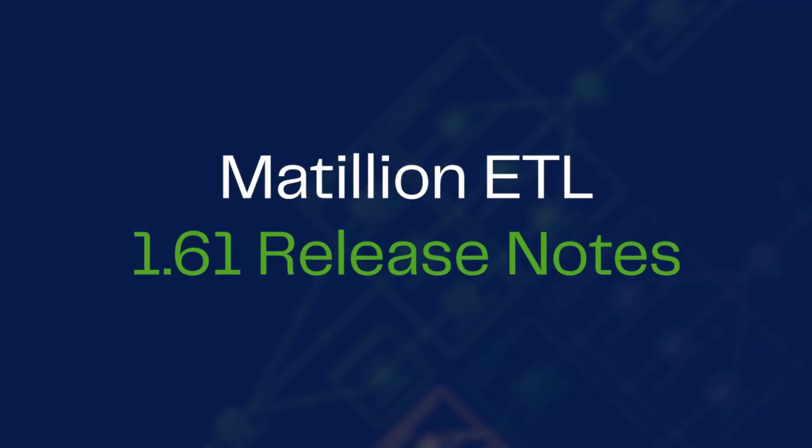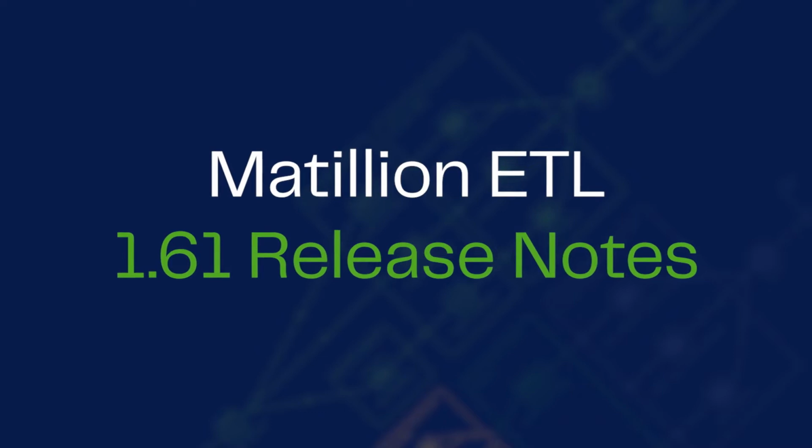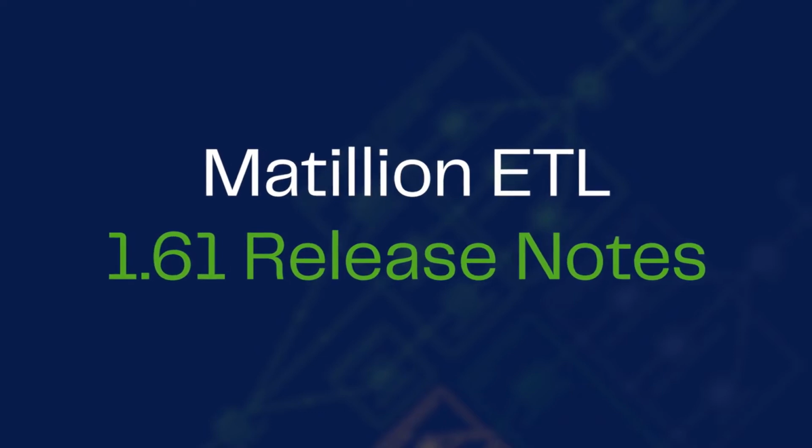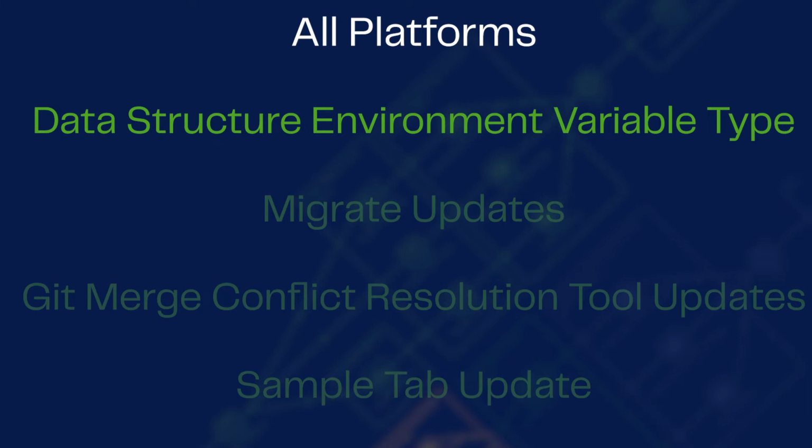Matillion ETL version 1.61 is now publicly available to all customers. In this video, we're going to show you what's new. For all platforms, there is a new environment variable type called data structure. The data structure variable accepts JSON format data.